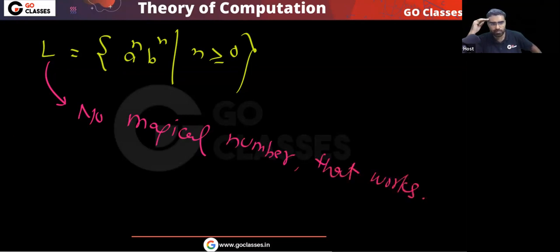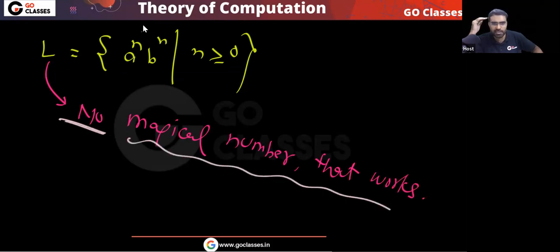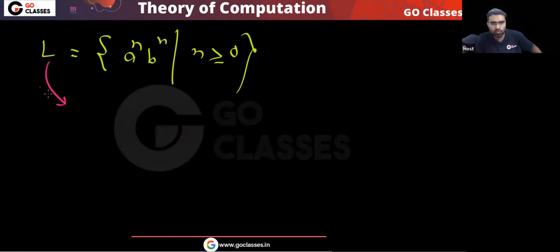Actually, what is the problem? The problem is not with the magical number. The problem is, whatever magical number you take, there is a string that will say, I will not pump. Yes or no? Something interesting. There is no magical number that works.